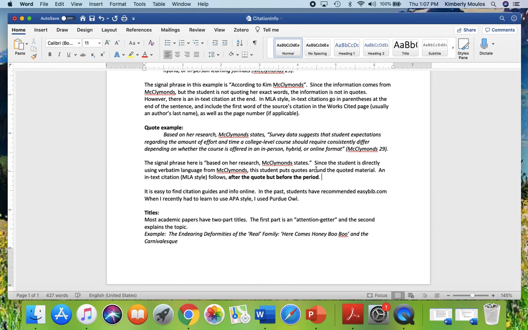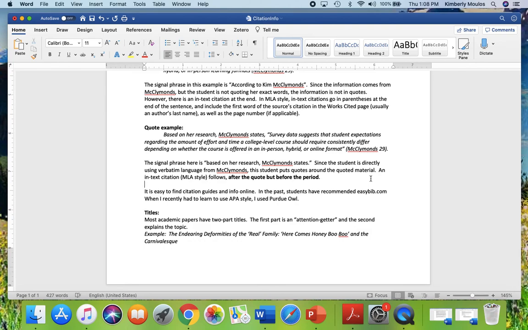McClimans states, and then since the student is directly using verbatim language from McClimans, this student puts quotes around the quoted material. And then the in-text citation, MLA style, follows after the quote. So you see the quote ends here, and after the quote, but before the period, is the official style.